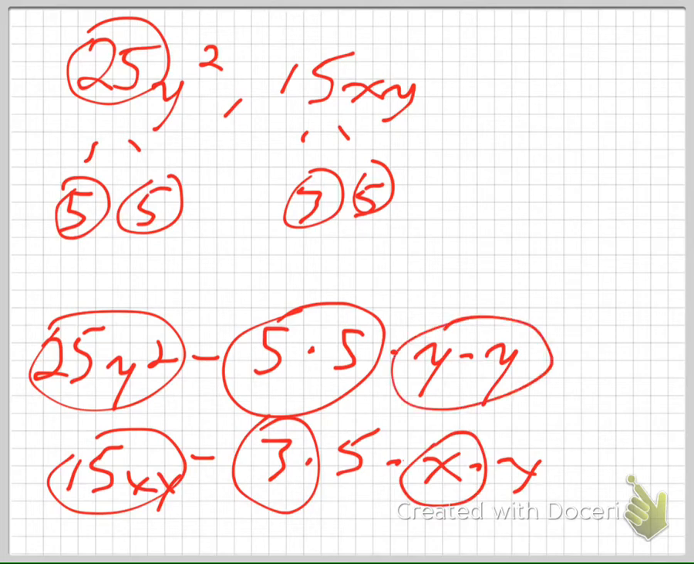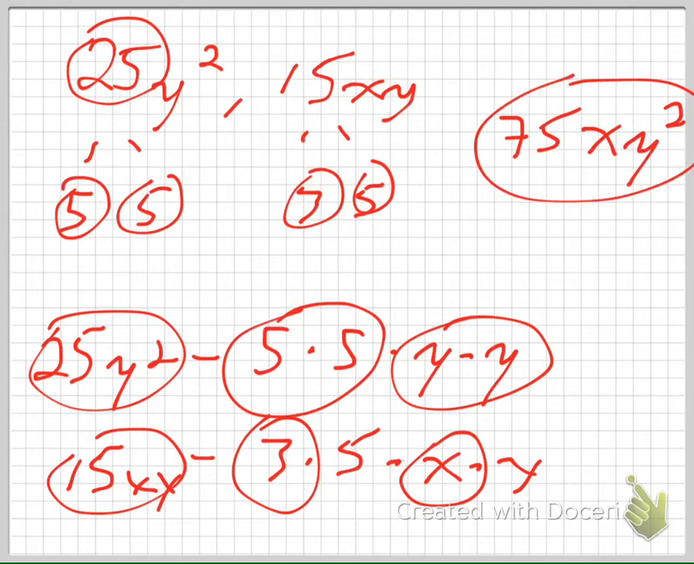What is 5 times 5? 25 times 3? 75xy squared. See it? You'll see it. Difficult? No.